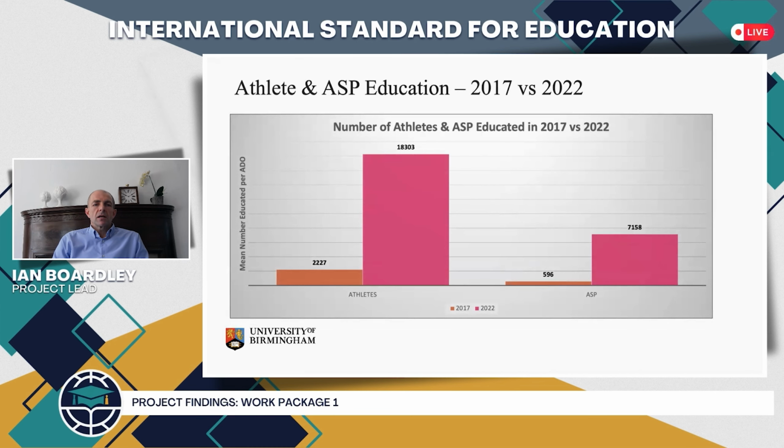So just to highlight first, to look at athlete and ASP education and how that's differed. Within the CCQ responses, we've got the number of athletes and ASP educated across Tiers 1 to 4 in 2017 versus 2022. And what we're seeing highlighted straight away is the difference in the volume of education delivery, or the number of athletes being educated, from pre to post-ISE. So a significant difference here. I don't think anyone would argue with that.